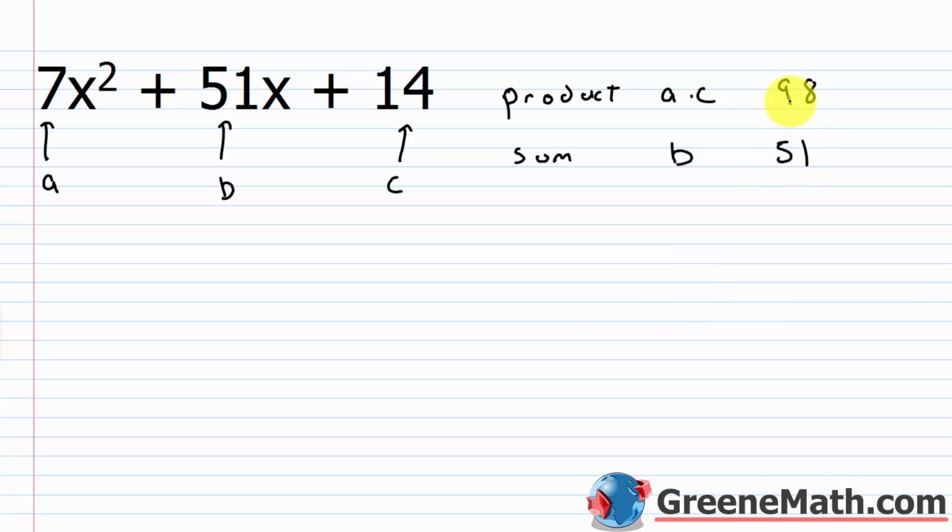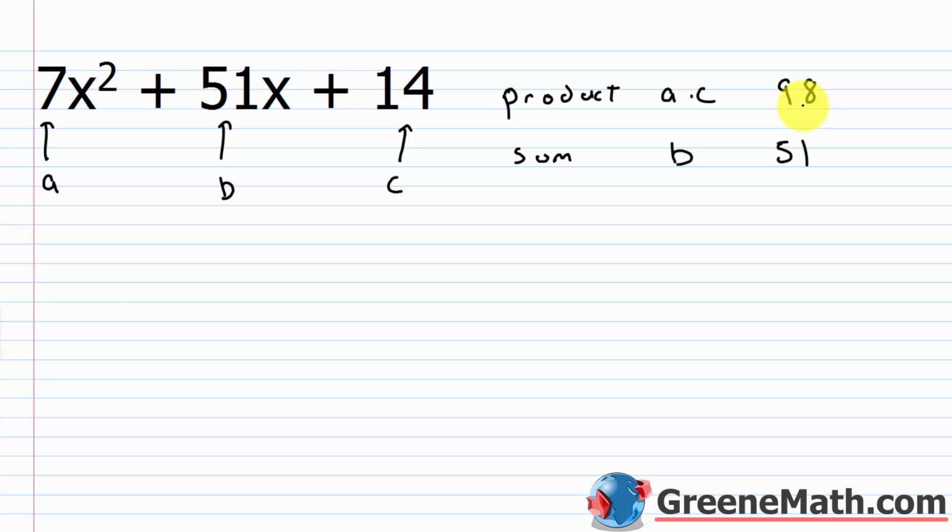So what you need to do is go through the possibilities. You need to go through the factors of 98, so the pairs of numbers that combine through multiplication to give you 98, and see, are there two such integers that would give me a sum of 51 and multiply together to give me 98, okay? So you can start with 1 and 98.